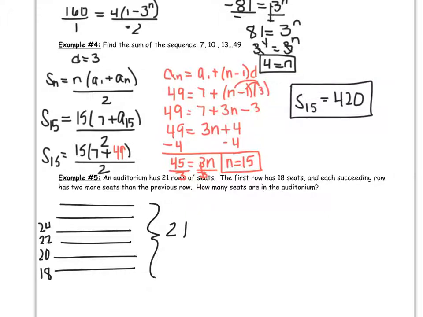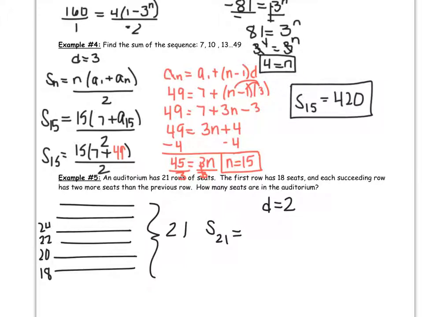So realistically, we want to add how many seats are in this row, plus this row, plus this row, all the way up to those 21 rows. So if you think about it, this is actually an arithmetic sequence because I'm going up by 2 each row, they're adding 2 more seats. So we know my D, my common difference, is 2. So we know the formula for the sum. What do we want to find, though? The sum of these 21 rows. So S sub 21 is what we want to find.